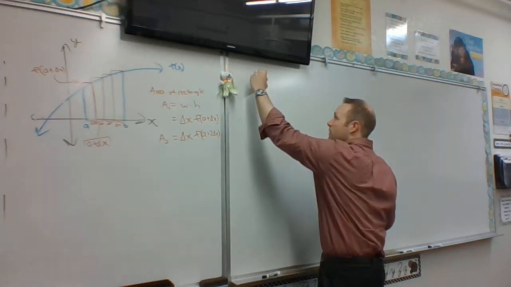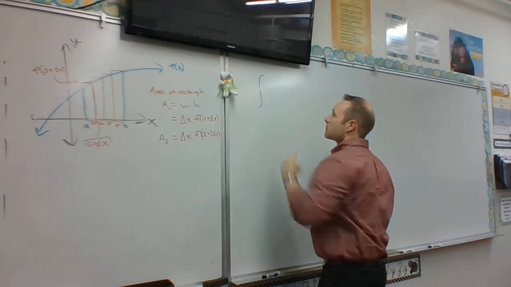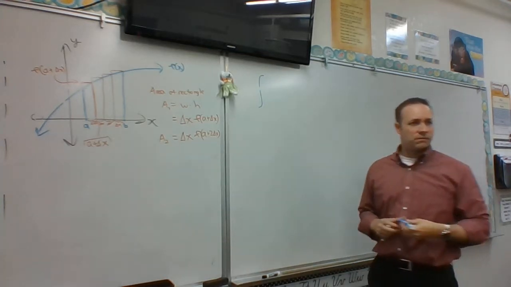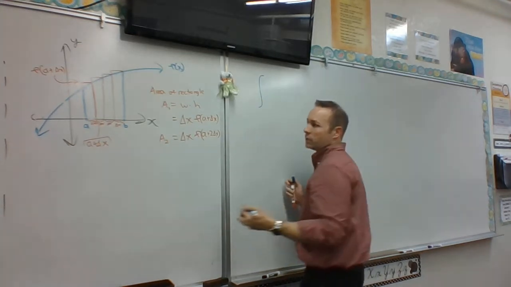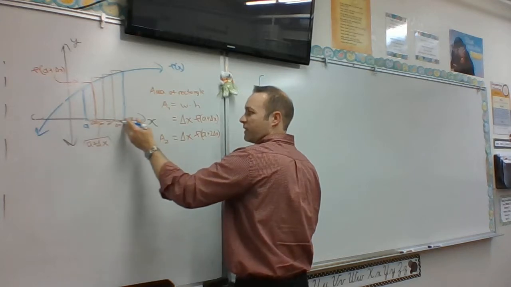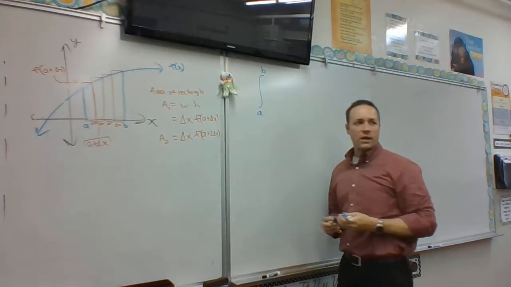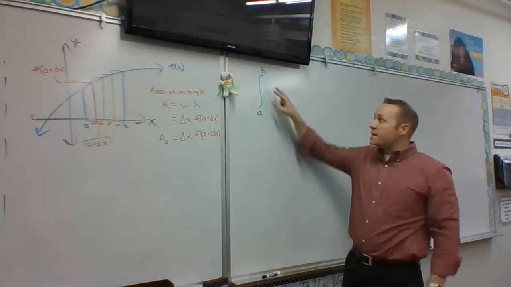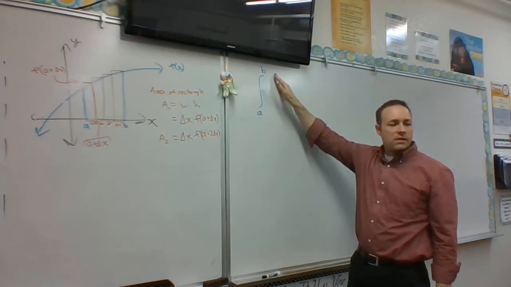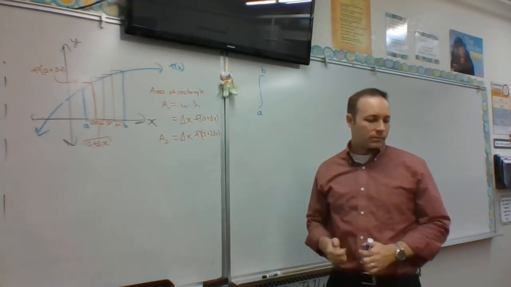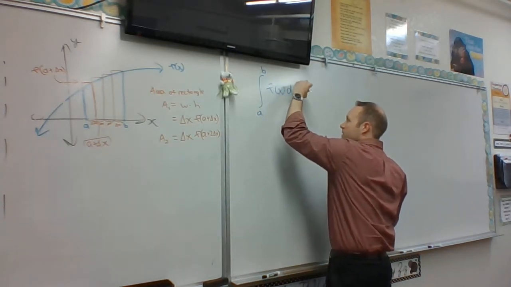This symbol here is an integral symbol. Okay? And we designate, assuming we're finding the integral as we go from one particular x value to another particular x value, the starting x value goes there, and the ending x value goes there. So this would be read the integral from a to b. The integral from a to b of f of x dx.